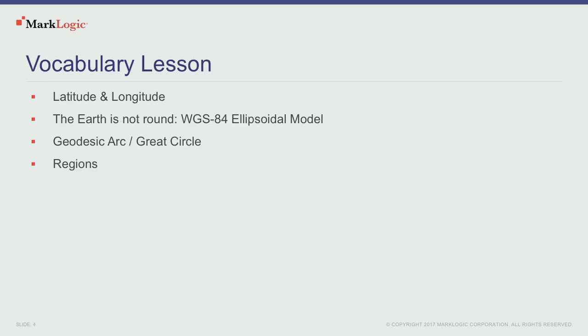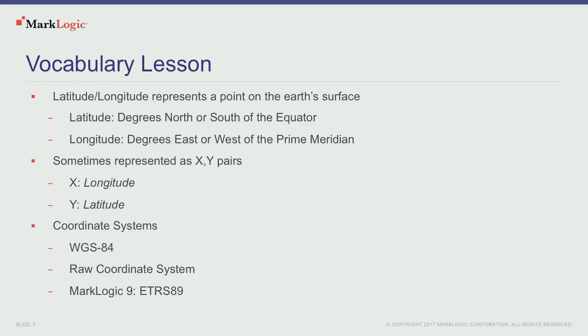Quick vocabulary lesson, very quickly. We're going to talk about latitude and longitude. Everybody hopefully knows what that is, but a little bit of detail on that. We're going to talk about what WGS84 means, because that is actually very relevant to what we're going to be doing. What geodesic arcs are. You may have also heard of those as a great circle. And finally, there's this word, which is a very MarkLogic-specific thing called regions. What does that mean, and what does it have to do with all of these other words?